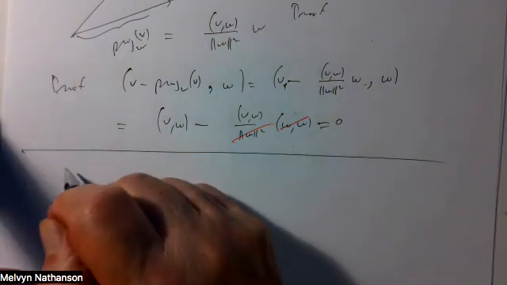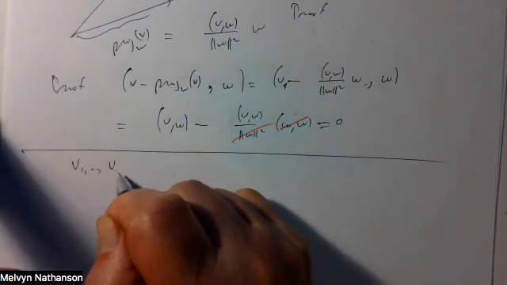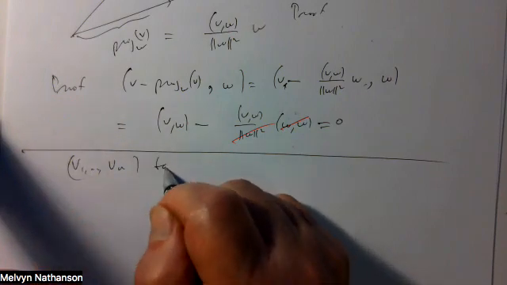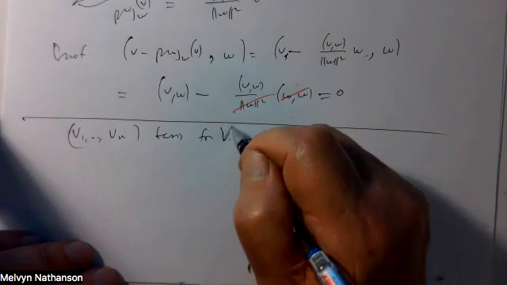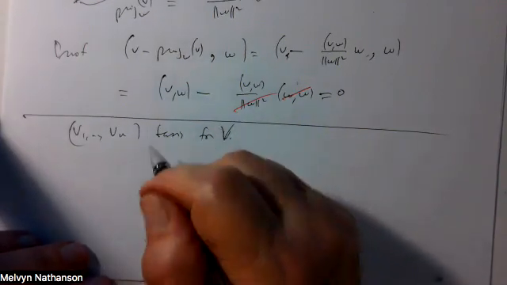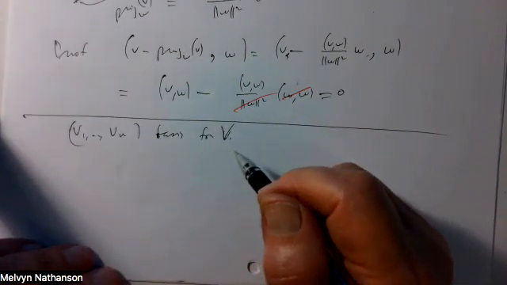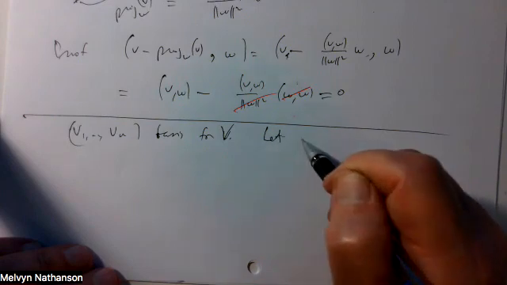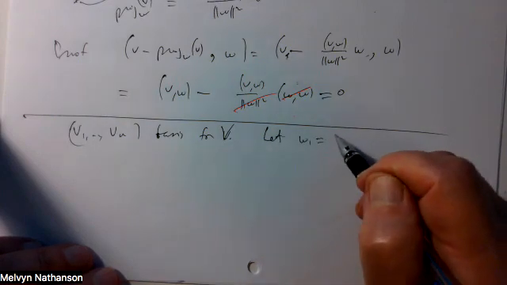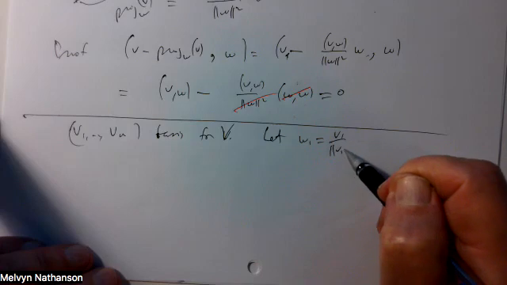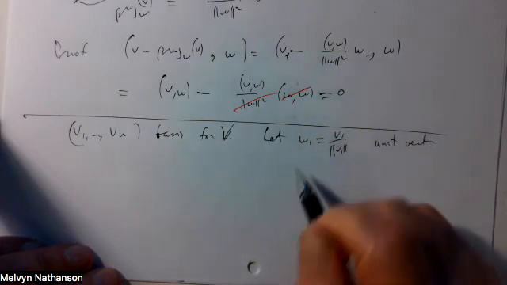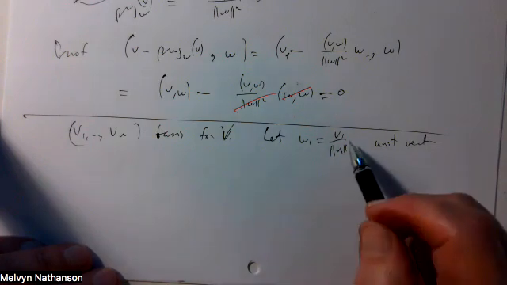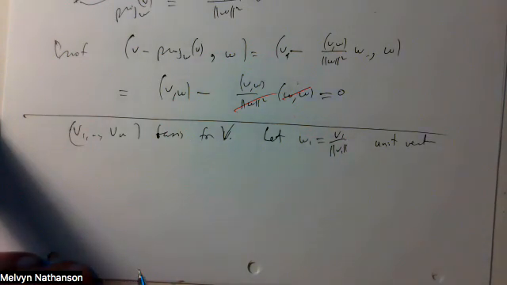So I start with the basis V1 up to V sub n. This is a basis for V. Let me make everything a unit vector as soon as I can. So let W1 be V1 divided by the length of V1. So this is now a unit vector in the direction of V1. It's just V1 times a scalar.